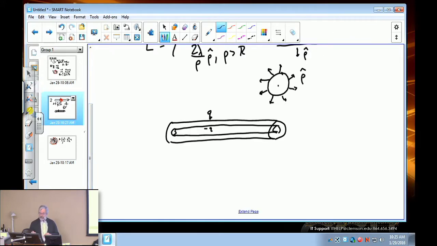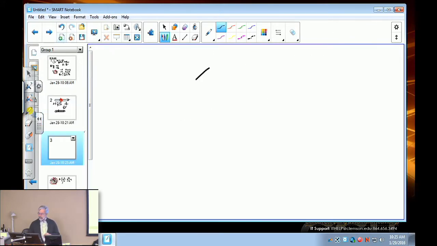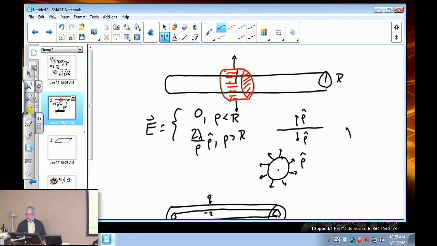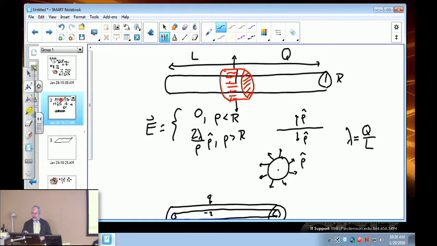Let's take a plate, a huge plate. We distribute Q evenly over this surface. Going back here, remember what lambda is? Lambda is the charge per unit length. So we put a total charge Q over this long wire of length L, distribute the charge uniformly over that cylinder. So lambda is the charge per unit length along the cylinder.